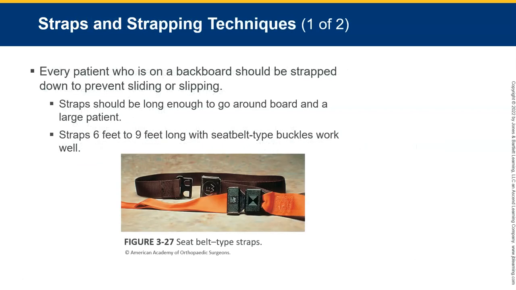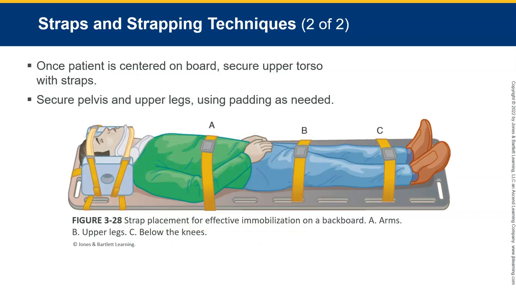Then some straps. You have to be able to strap people on there. This tells you that straps 6 feet to 9 feet long with seatbelt type buckles work well. Everybody should have seen some straps. We're going to use those straps to put people on boards. We're going to use straps to put people on the cot. We're going to use straps no matter what.